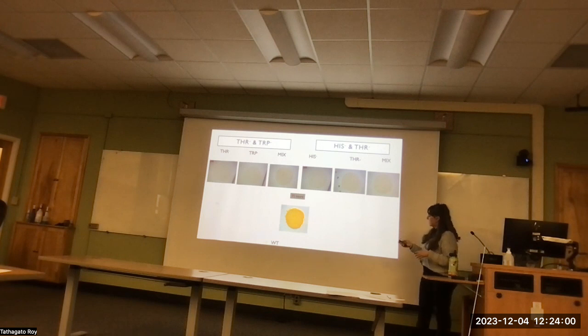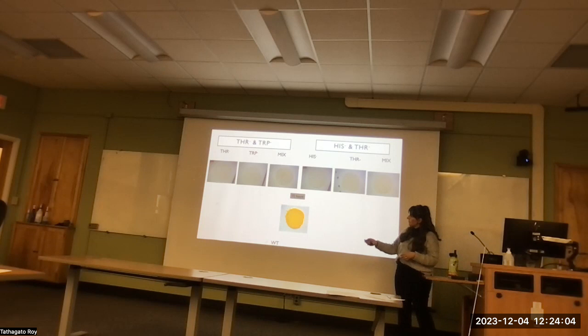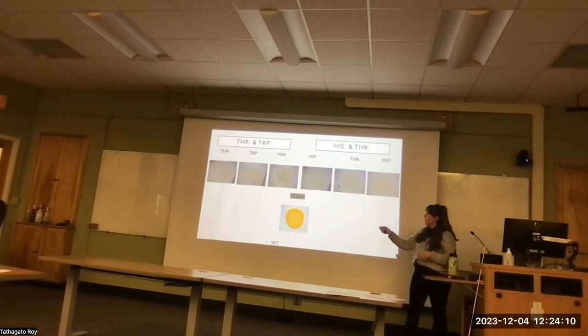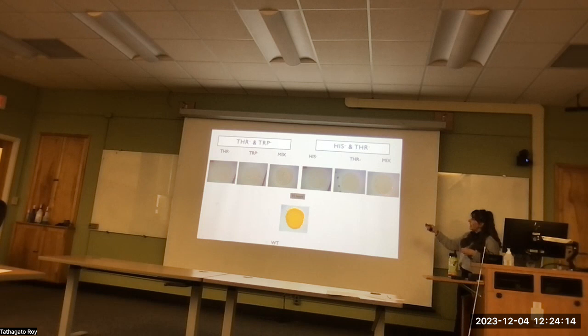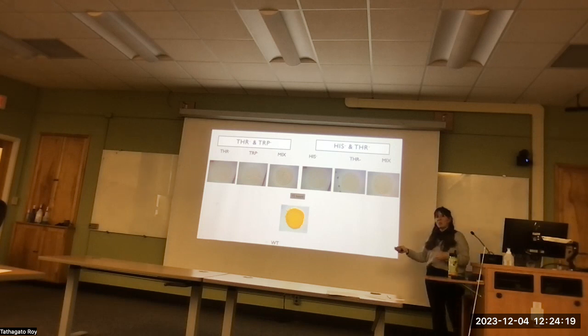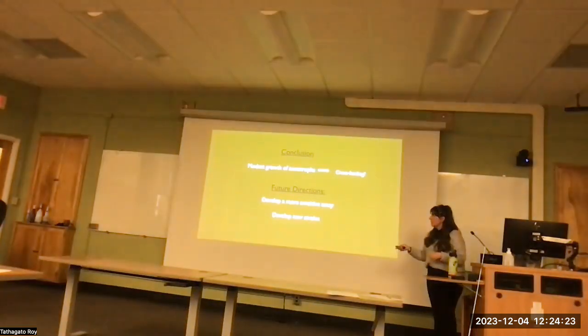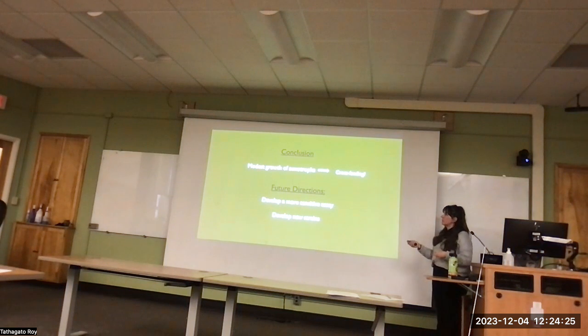So here we're looking at the 72-hour mark, where we can see that there is modest or light growth compared to the auxotrophs alone when they're mixed together, for both threonine and tryptophan, as well as histidine and threonine. Obviously, it is modest growth because if we look at wild type at 72 hours, you can see a huge difference. So the conclusion for this one: although there is modest growth of the auxotrophs, we don't know if it's actually occurring from cross-feeding.